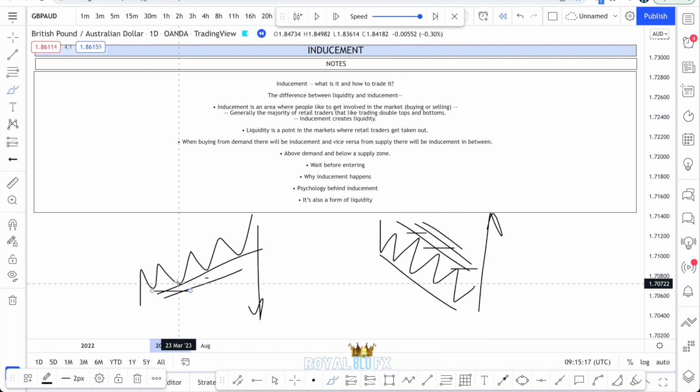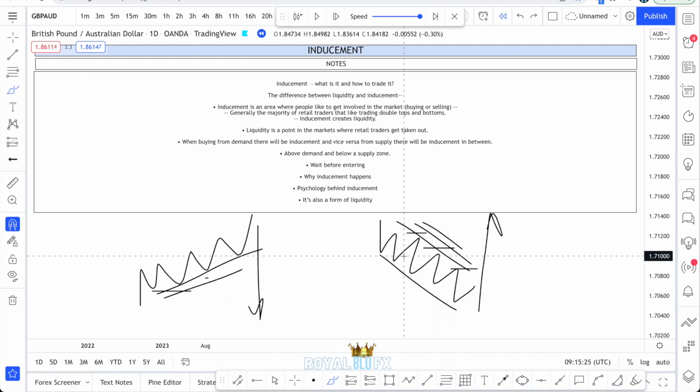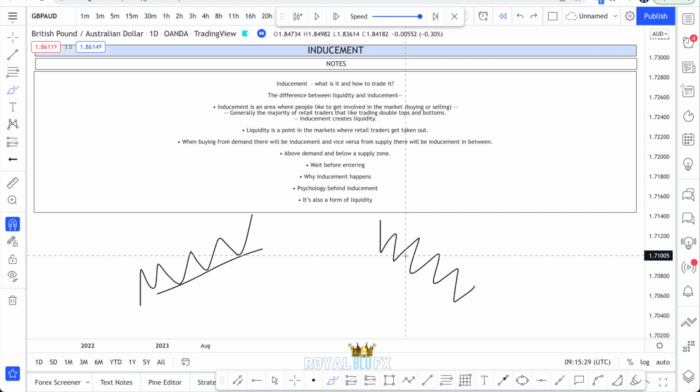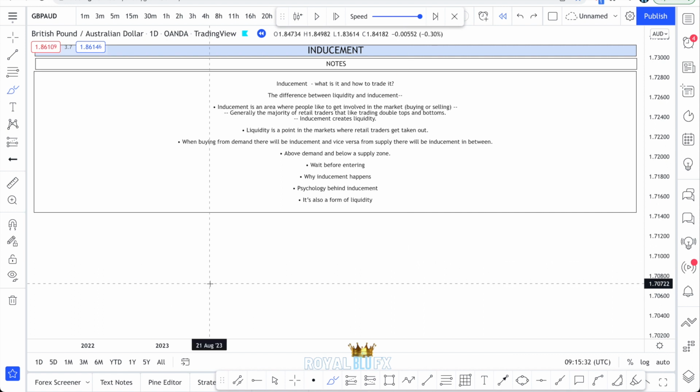Here people are buying, buying, and buying, and buying. That's liquidity. So that's the two differences between liquidity and inducement. Very easy and very simple to understand. You don't want to mix these two up because you can get very mixed up into them. If you don't know where liquidity is, you are probably that liquidity.